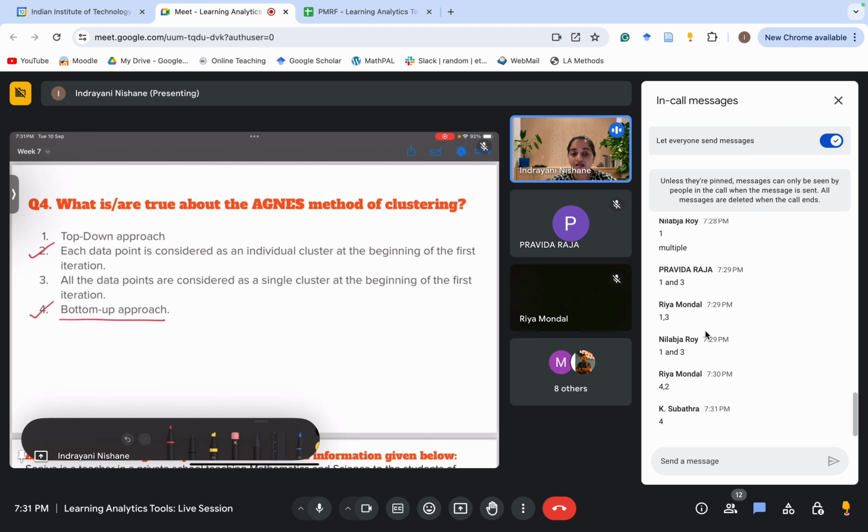Options 1 and 3 are true about divisive analysis: all the data points are considered as a single cluster in the beginning, and then we keep on dividing the data till we reach the point that every data point is a cluster in itself. That is the stopping point for divisive analysis. For Agnes, initially we consider every data point as an individual cluster, and we go on combining them till all the data points are combined in one single cluster.